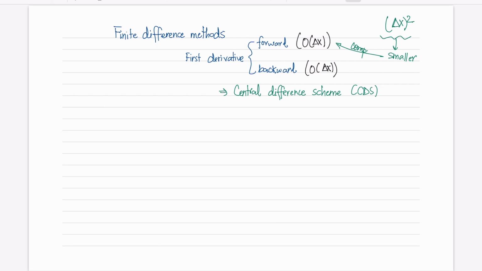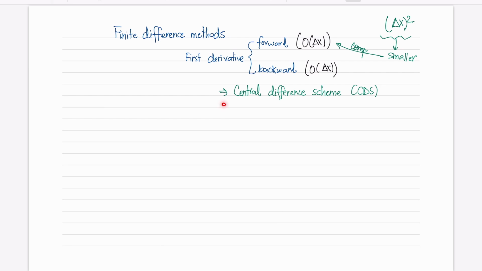So in the first class, we looked at the forward difference method and we saw that the truncation error for this scheme was of the order delta x, where delta x is our grid spacing. The same idea holds true for the backward difference scheme, which we saw in the last lecture. And the motivation behind wanting to go for the central difference scheme is to look for some stencil that can give us even smaller truncation error.